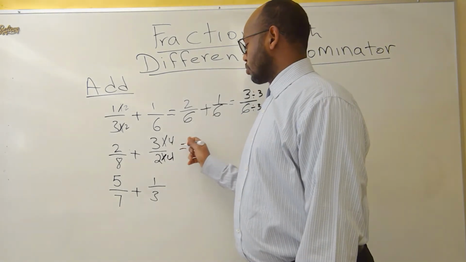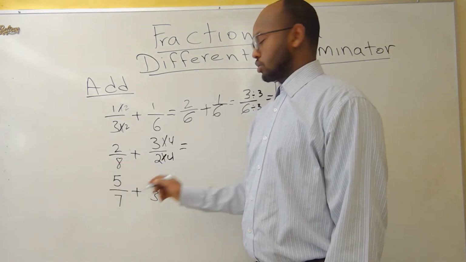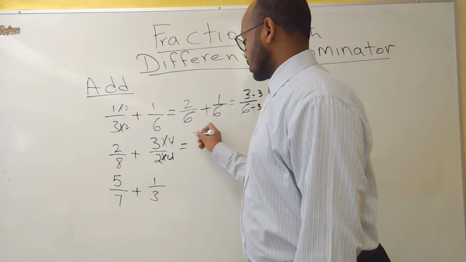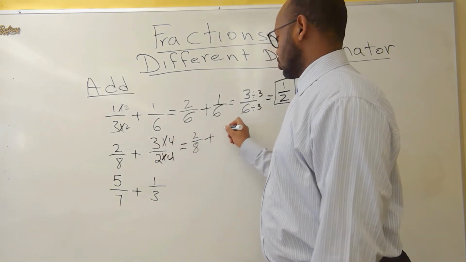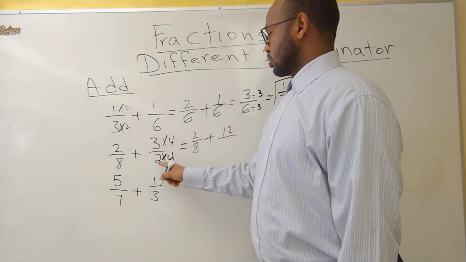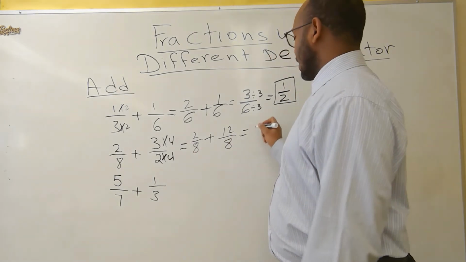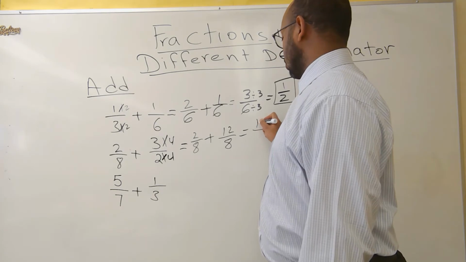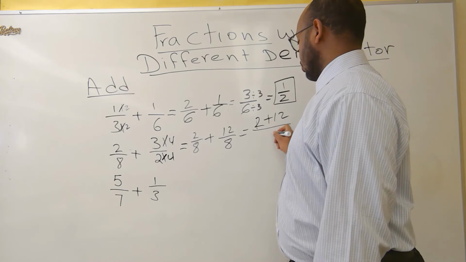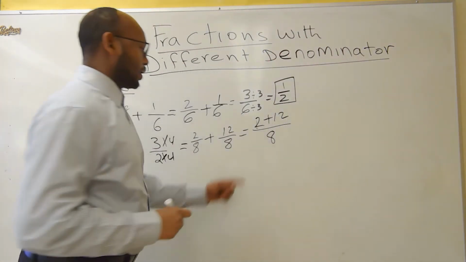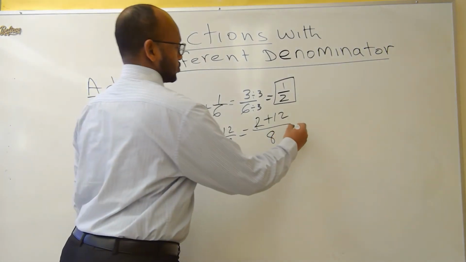Now, when I'm writing here, I'm not starting with this fraction. I have to rewrite the first fraction because I said keep each fraction in its place. Plus 4 times 3 is 12 over 2 times 4 is 8. Now I have the same denominator. I have to add the numerators 2 plus 12. So I have 2 plus 12 over 8. Okay, so 2 plus 12 is 14 over 8.